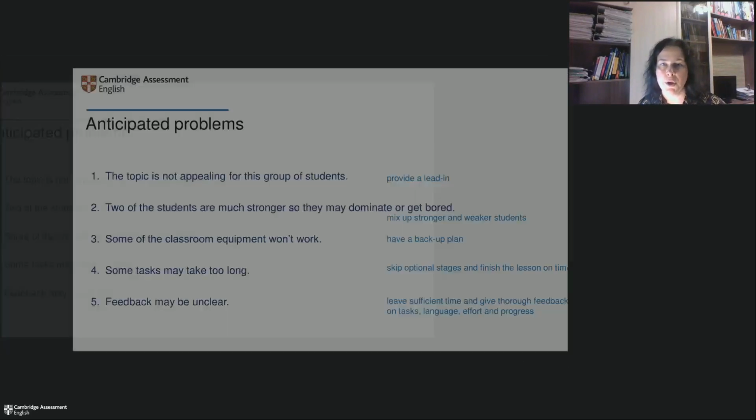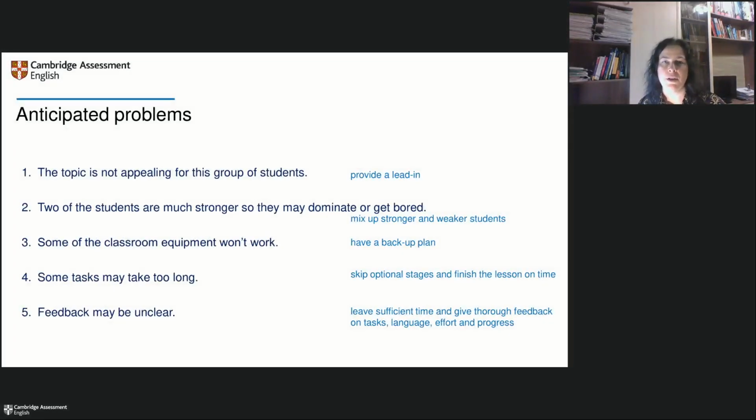Okay, let me just show some of the ideas you've mentioned. Personalizing the topic, and that's what we usually do. We give different lead-ins. Then we can mix our stronger and weaker students for certain tasks to, again, promote peer teaching, for example. We need a backup plan for sure, especially if we talk about using technology. Some of the stages can be skipped, right? And that's how you will have sufficient time for the most important thing.